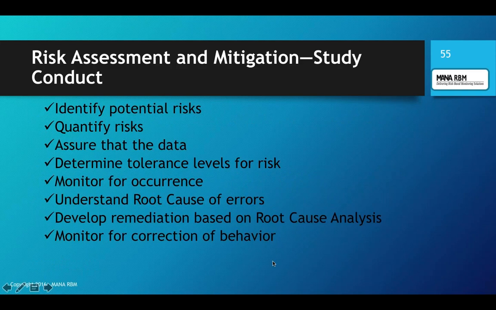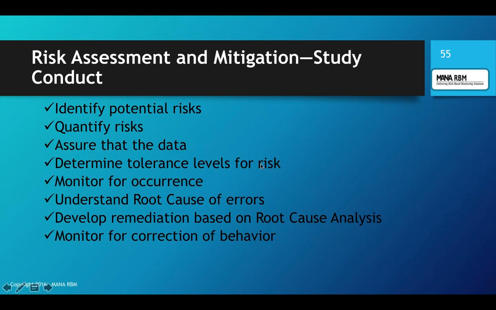So in summary, here is what you need to do as part of the risk assessment and mitigation. You need to identify those potential risks. You need to quantify the risks. You need to assure that you know how you're going to look at the data, that the data is available, the reports are available, so that you can do the assessments that you need to.